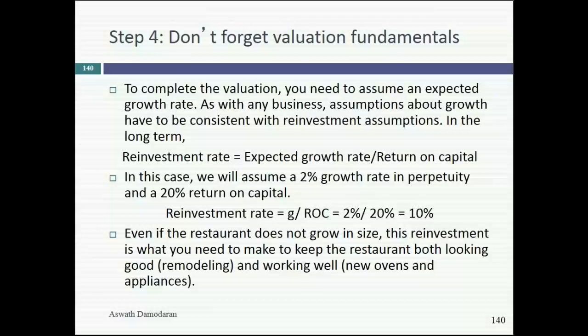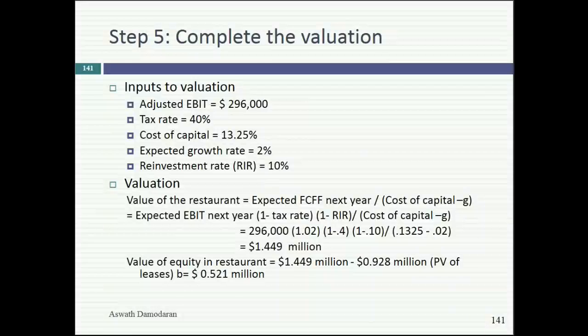So if I bring all of these numbers together, here's what my valuation looks like. My adjusted operating income is $296,000. Let me review where I got there. I started with the financials you gave me, but then I cleaned up. I cleaned up for the fact that I have to pay for a chef, I have to capitalize leases, and that I'm going to lose 20% of my operating income because the chef leaves. I used a tax rate of 40% because that's the tax rate I'm going to be facing on this income. I used a cost of capital of 13.25% because I'm not diversified. I've got to bring in all the risk into that cost of capital. A growth rate of 2%, which is an assumption, but the 10% reinvestment rate is based on that growth rate.